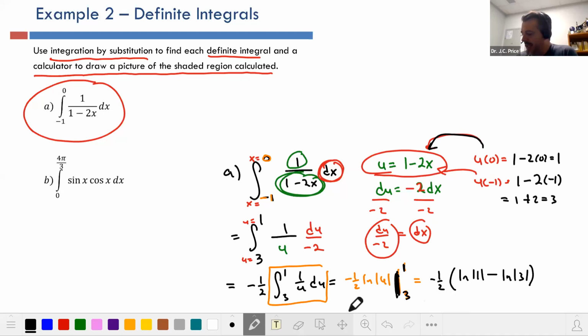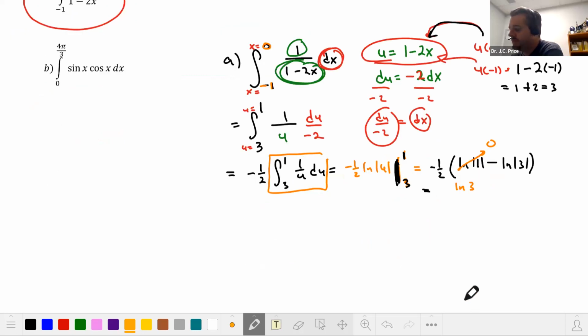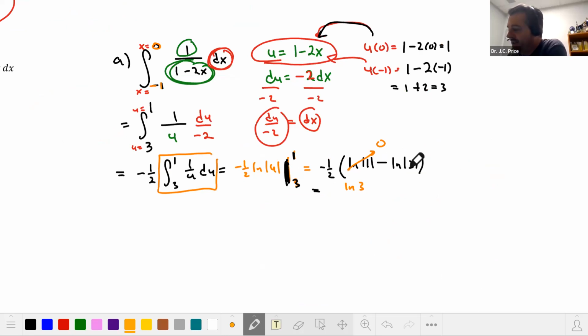And so finally, I know ln of 1 is equal to 0. So that's a 0. And so I get -1/2 times negative ln of absolute value 3. So that's actually ln of 3. Drop off the absolute value if you want to. Let's move this over a little bit. And so I can drop off that absolute value because 3 is positive, and then divide it by 2. Let's make that look a little bit better. And so that's how you do integration by substitution with a definite integral.